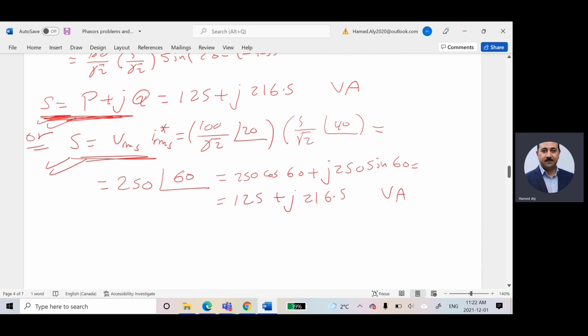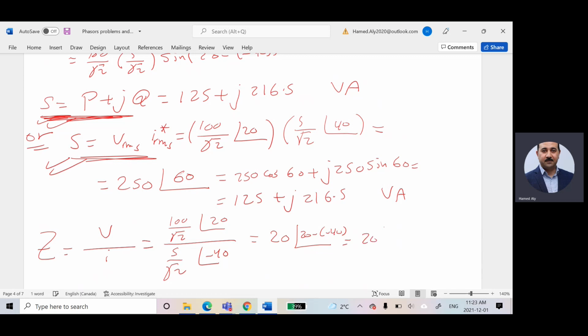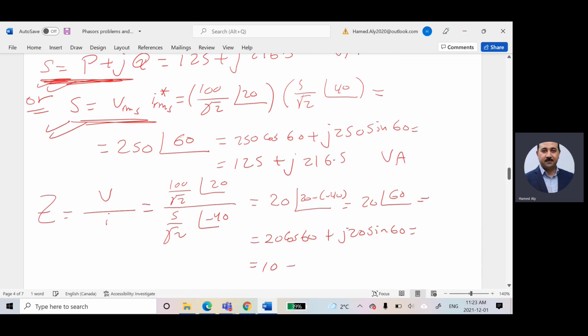Last thing, he asked me to find Z, which is equal to V over I. What's V? Actually, V was equal to 100 over root 2 and angle 20. What is I? It is 5 over root 2 and angle negative 40. So this will be equal to 100 over 5, which is 20, with the square roots cancelling. And the angle will be 20 minus 40, which at the end gives 20 angle 60. So the impedance will be 20 cosine 60 plus j20 sine 60. If you try to calculate Z, it's equal to 10 plus j17.32 ohms.